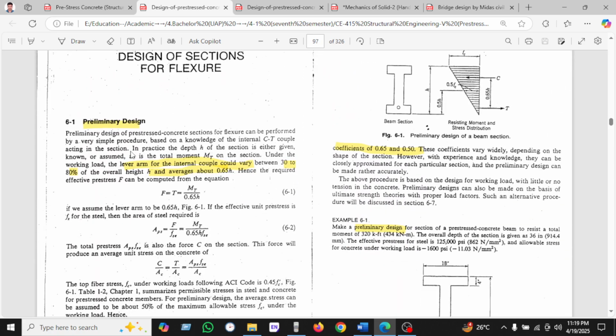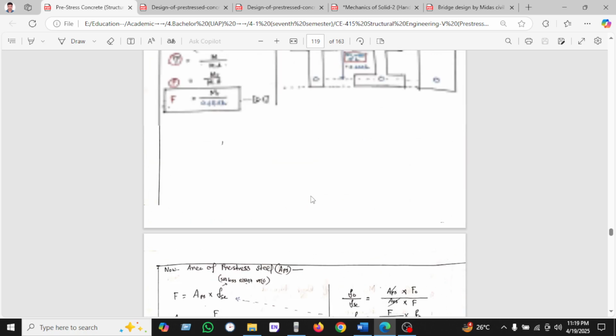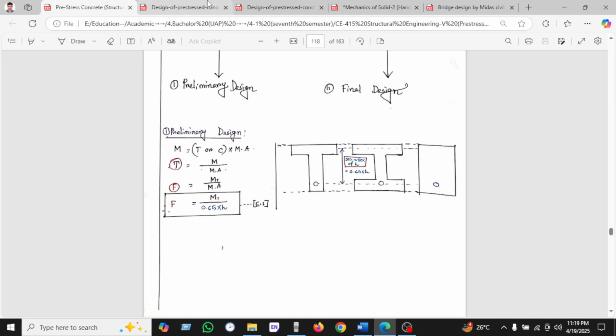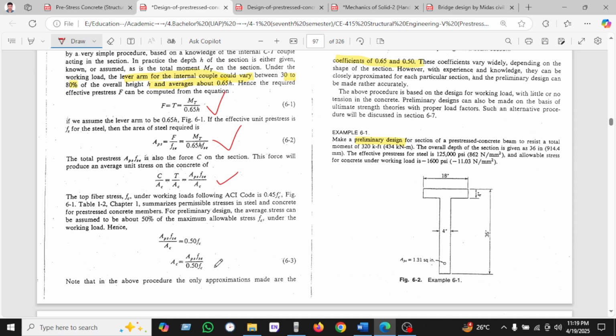So we have just seen here the preliminary design. The lever arm in the internal couple can vary from 30 to 85%. Overall the height average is about 65%. That's why I have been taking 65%. So we can calculate the force. We have already seen this formula and this formula also.